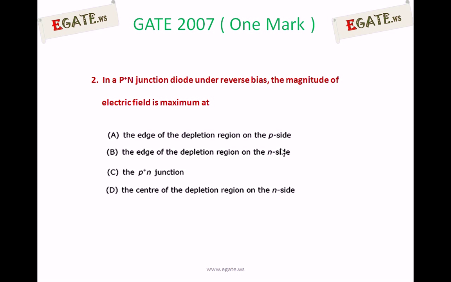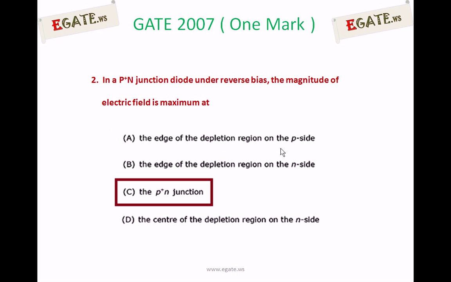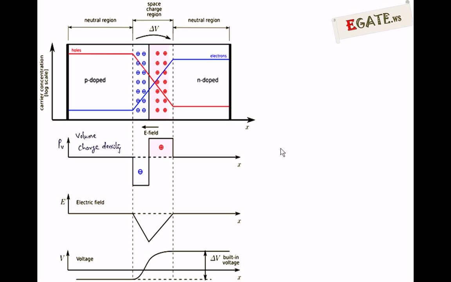In a P plus N junction diode under reverse bias, the magnitude of electric field is maximum at the P plus N junction, that is, at the center of the depletion region, exactly at the junction. This is the right answer. Answer is C. We will see the details.